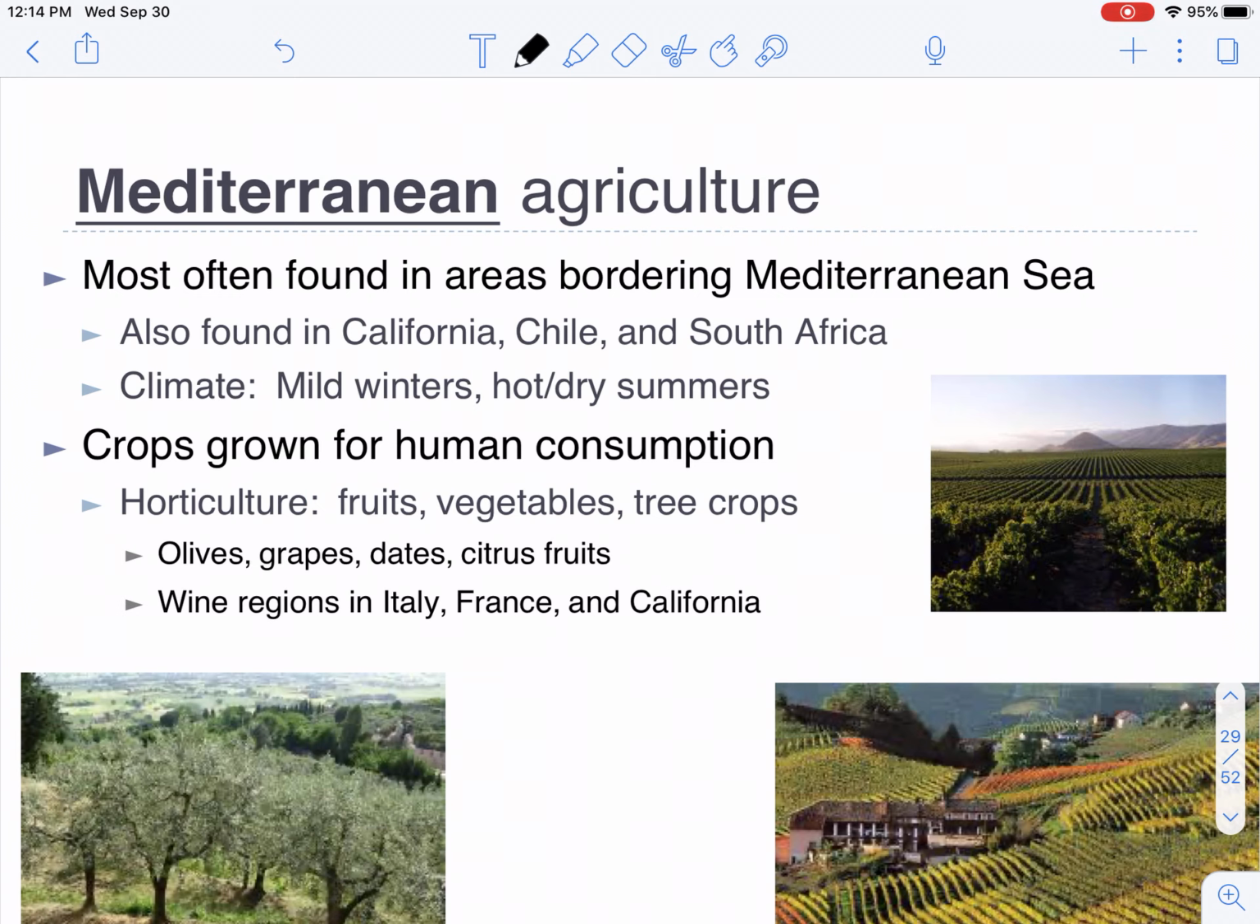Characteristics of the climate are that the winters are fairly mild and the summers are hot and dry, so crops that grow well there are things like olives, grapes, dates, and citrus fruits. Wine regions of the world that are well known can be found in Italy and France and California, and to some extent China and Australia.